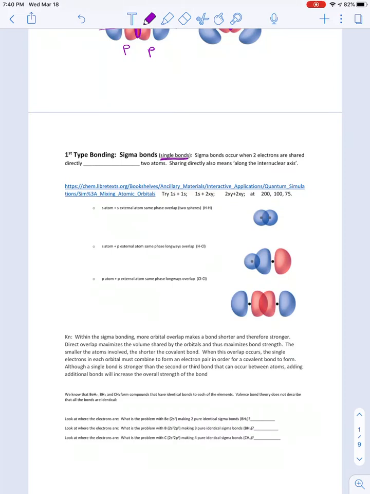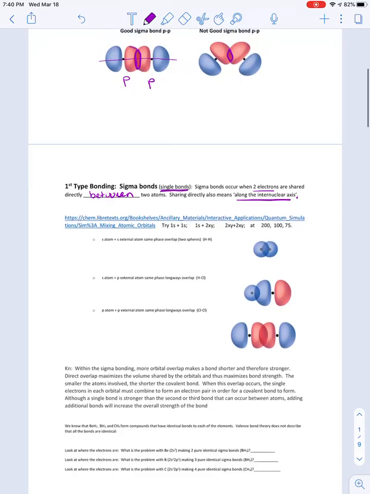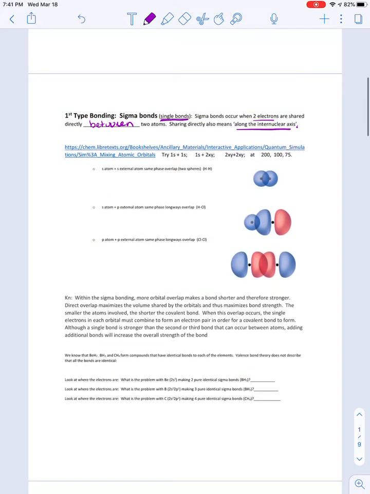And remember, that's the same as being a single bond, but we use that fancy word sigma. So sigma occurs when two electrons, remember every orbital can only have two, are shared directly between two atoms. Here's the nuclear axis. Along the internuclear axis, that just means the line up here. So it's an overlap along that line.